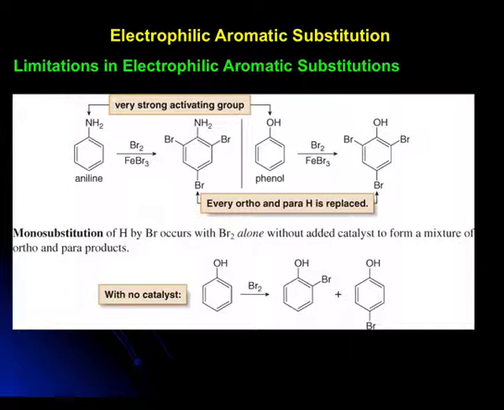The phenol is the same way. If you take phenol and you add bromine and iron tribromide, you're going to get tribromophenol. And the phenol is so activating that you really don't even need iron tribromide. If you just want to put one bromine on, you just take phenol and add molecular bromine, and it will do the chemistry of electrophilic aromatic substitution. And you can stop it by only putting on the one group.